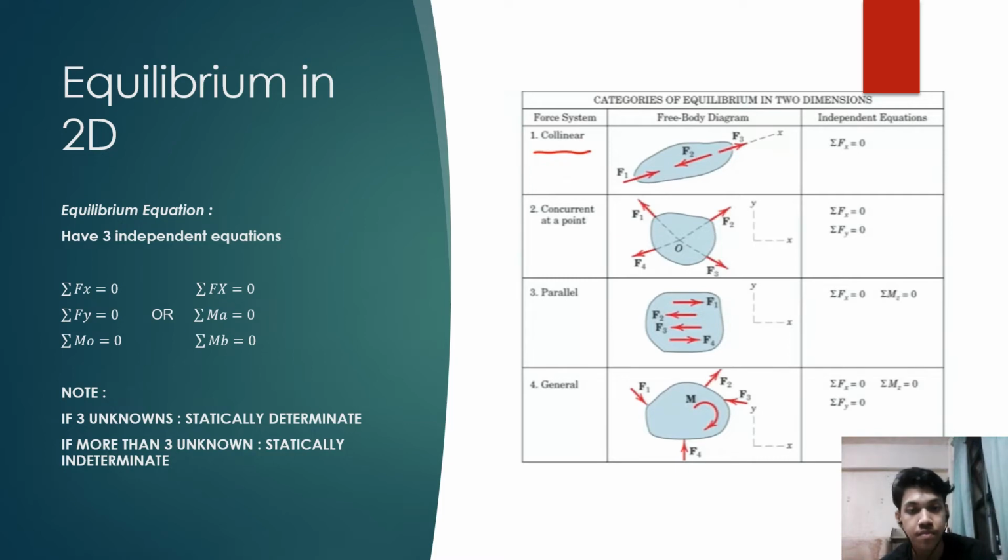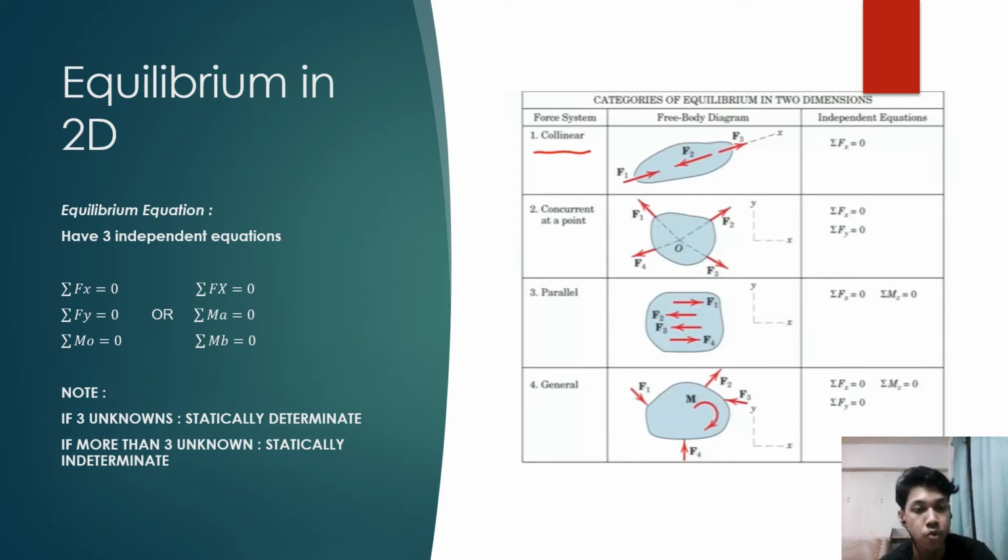equal to 0. Next, for the equilibrium equations in 2D, there are three independent equations: like I said, the summation of Fx equal to 0, Fy equal to 0, and the summation of moment equal to 0. This one is quite general, but there is another form: the summation of Fx is equal to 0, and the moment about A is equal to 0, and the last one is the moment about B must also be equal to 0. Note that if we have three unknowns, it is called statically determinate.